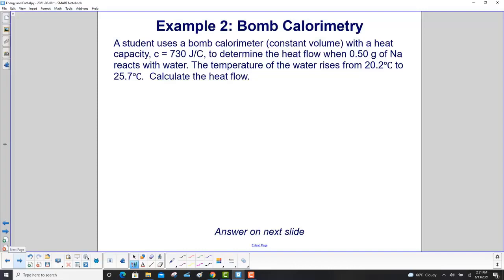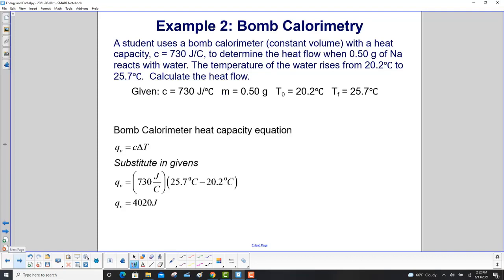A student uses a bomb calorimeter, constant volume, with a heat capacity of C equals 730 joules per degree Celsius to determine the heat flow when 0.50 grams of sodium reacts with water. The temperature of the water rises from 20.2 degrees Celsius to 25.7 degrees Celsius. Calculate the heat flow. Our givens, right? Heat capacity, mass, initial and final temperature. We have our heat capacity equation. We just go ahead and substitute in our values, and we get a QV of 4,020 joules.